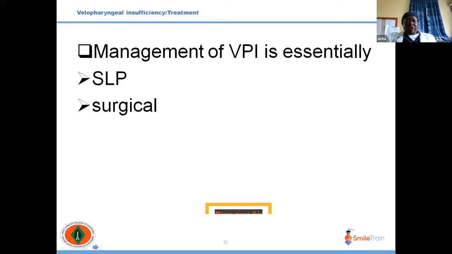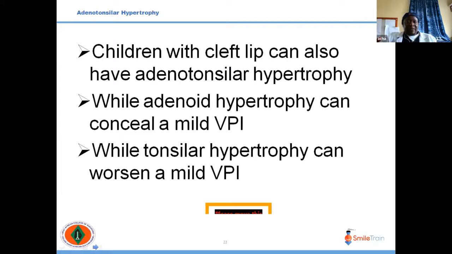So the management of velopharyngeal insufficiency is essentially by the speech and language pathologist, where he works with the patient, or surgical, as I mentioned. So it is something that we need to be aware of and look at, and for the child to have comprehensive cleft care, this has to be looked into and corrected.